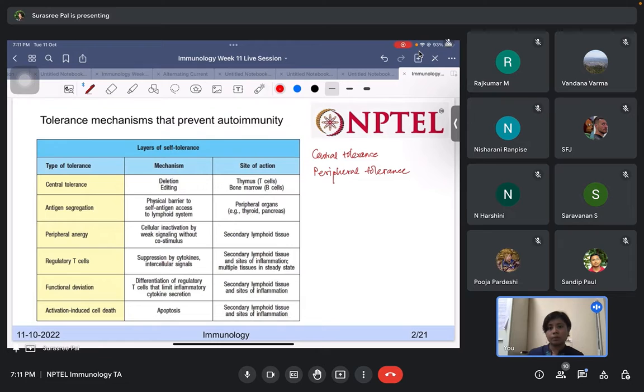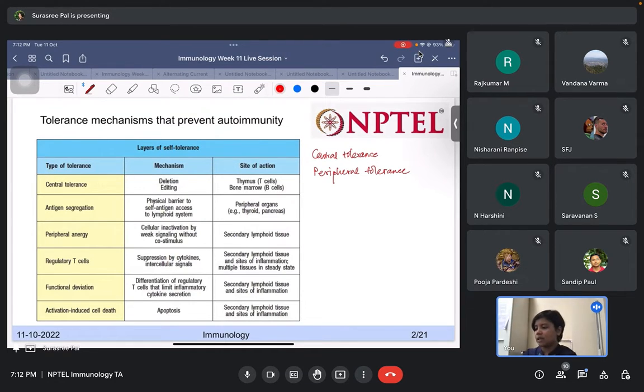Now coming to the several peripheral tolerance mechanisms. Peripheral tolerance means the tolerance that happens when the T cells and B cells reach the peripheral lymphoid organs, right, after they leave the thymus or after they leave the bone marrow. There are also some tolerance mechanisms that still undergo, right, so that selection of the T cell and B cell repertoire doesn't finish in your thymus or bone marrow, it goes on continuously.